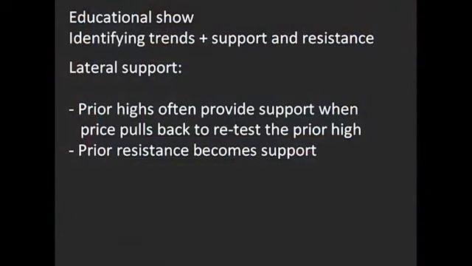Okay. The next type of support in terms of a bullish environment that we look at is lateral support. Okay. And in this case, what we're looking at is where prior highs, when they're broken to the upside, very often become support when the price pulls back to retest a prior high. And so the concept really is that prior resistance becomes support.